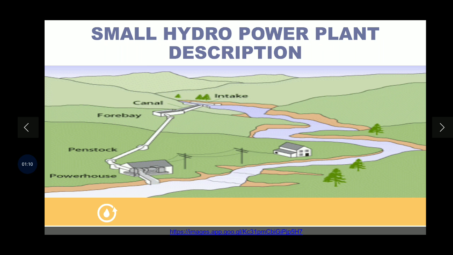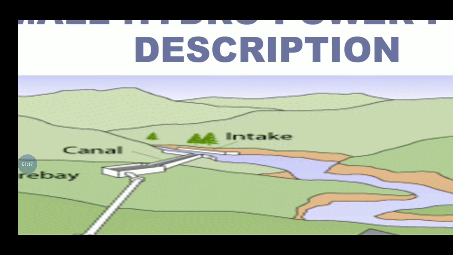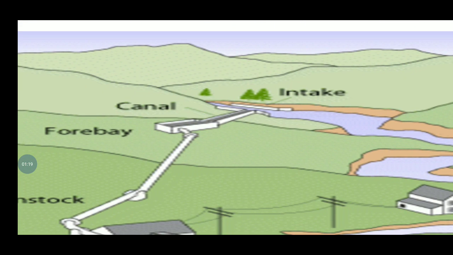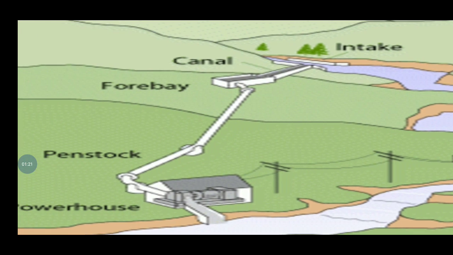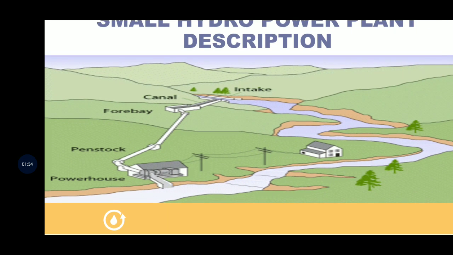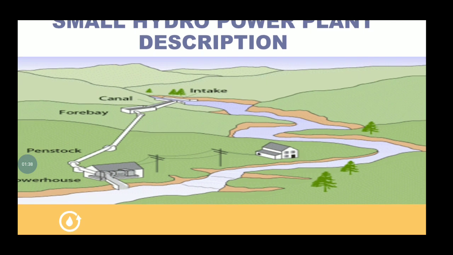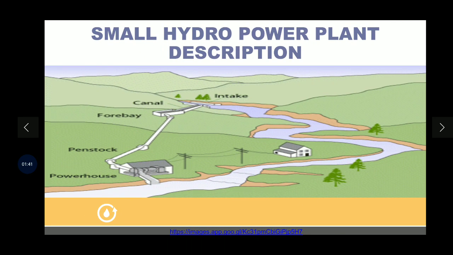Here is a small description of small hydropower plants. You can see that here is an intake, from where the water goes to the canal, then from the canal to the forebay, then from the forebay to the penstock. The penstock gives the water to the powerhouse, where the generators and the turbines are installed to create electricity, and then the electricity is generated and gives power to various houses across the world.